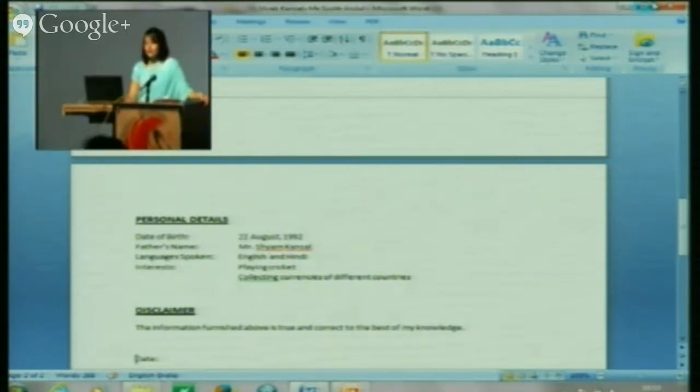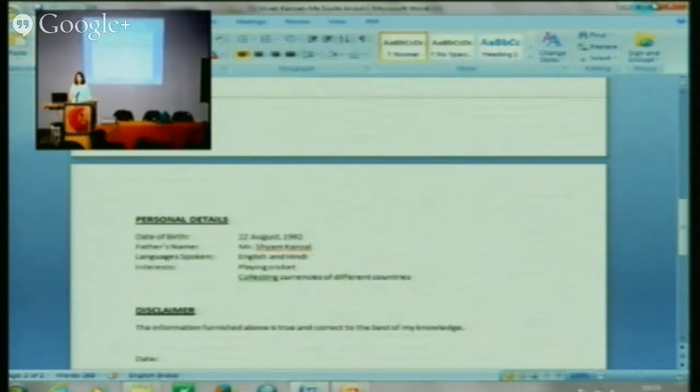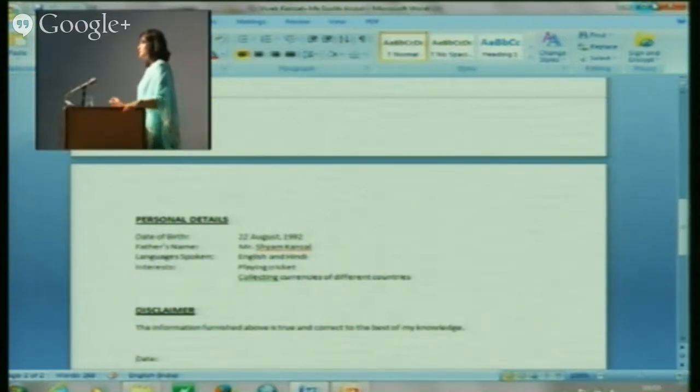Here we have given an example wherein even the first person is not used. The statement for the disclaimer in this sample resume reads like this: the information furnished above is true and correct to the best of my knowledge. My here is the only point wherein the first person is used.